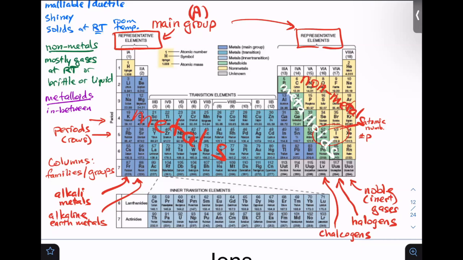So if it's not a main group, those in the middle, these are the transition elements. And these are all metals. So every element that's a transition element is also a metal. So we often also call these the transition metals. Those have Roman numerals followed by a B.